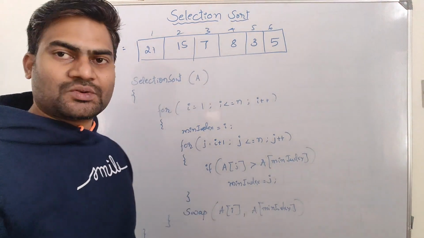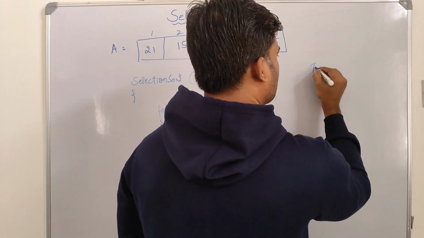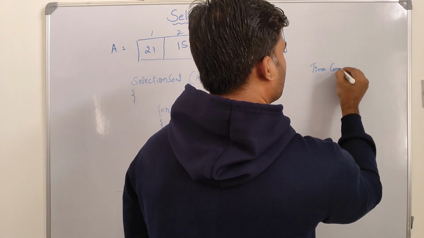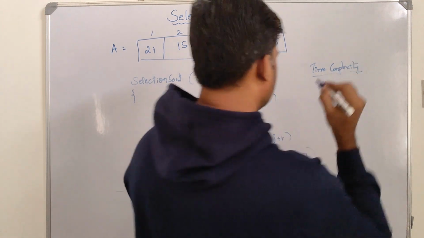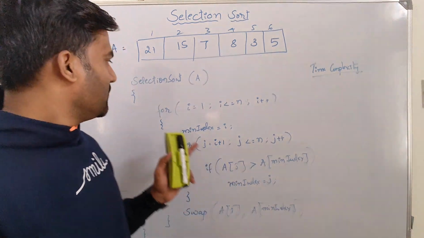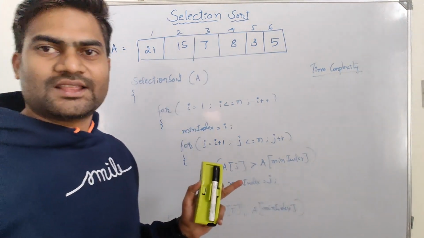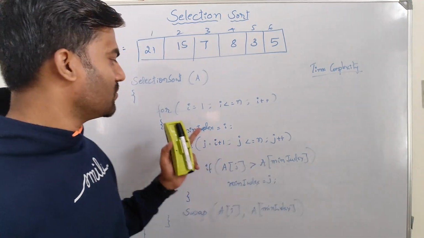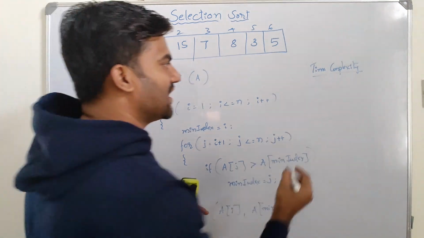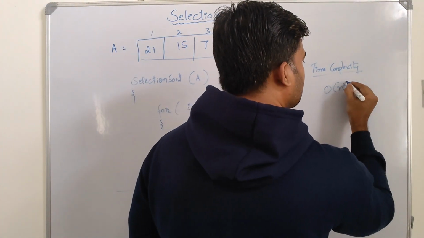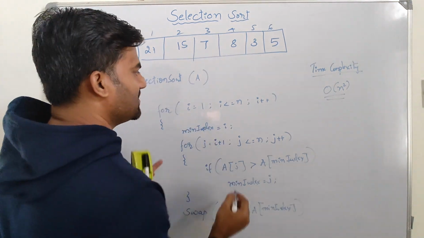Now if this is the pseudocode, then what is the time complexity? So let's see the time complexity. On the naked eye, if we see, there are two for loops. We have seen in the previous videos how to compute the time complexity for nested for loops. So on the naked eye, we can say it is of order n square. Is it really of order n square? Let's see.